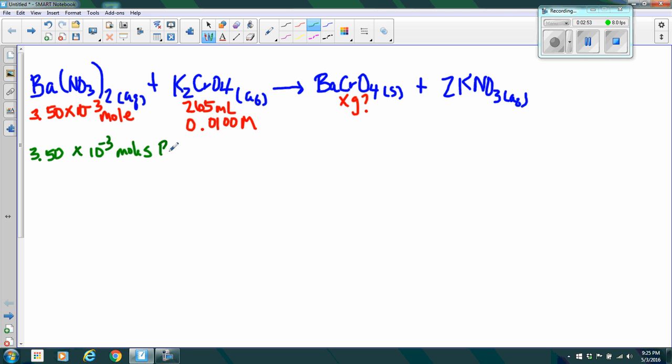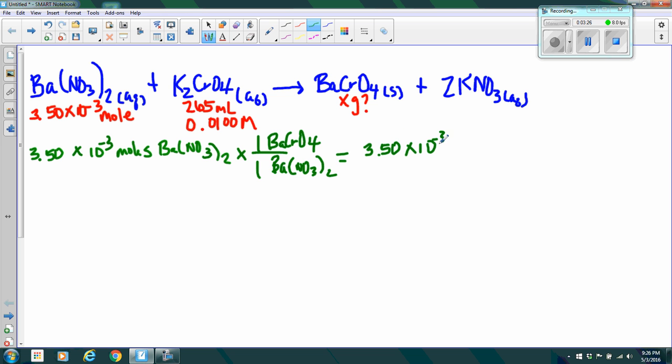of my barium nitrate. Now, remember, to do limiting reactant, we have to make sure that we are comparing apples to apples. So I'm going to bring this from my reactant side to my product side. So I'm going to have 1 mole of my barium chromate, and you should see that my mole ratio is the same. So that means I'm just going to again have 3.5 times 10 to the negative third moles of my barium chromate.